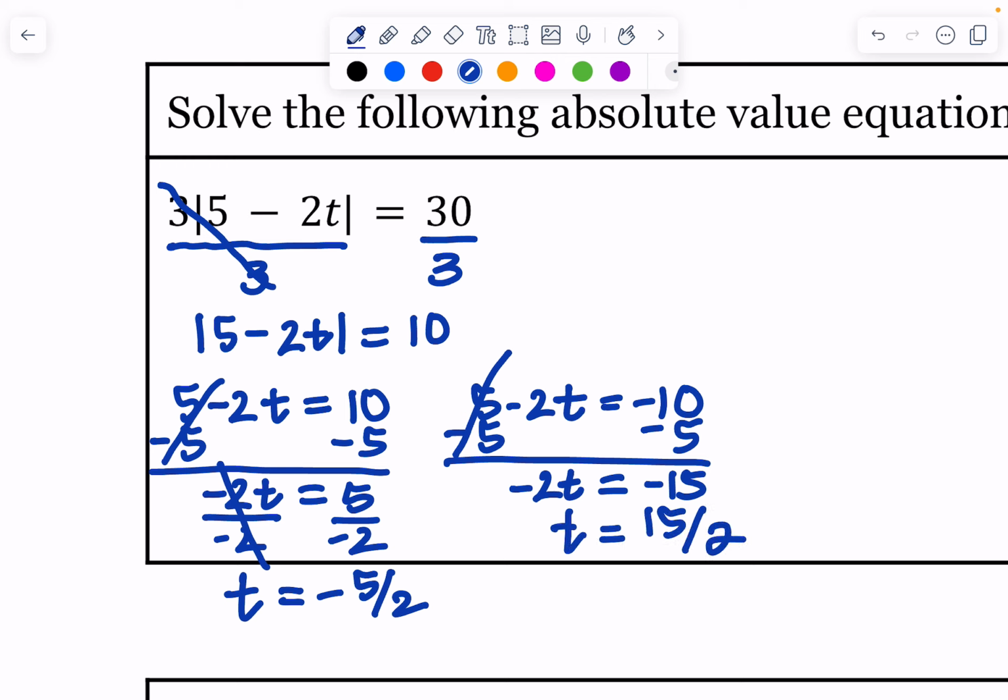15 over 2, or 7.5. So my solution set is negative 5 over 2, or 15 over 2.